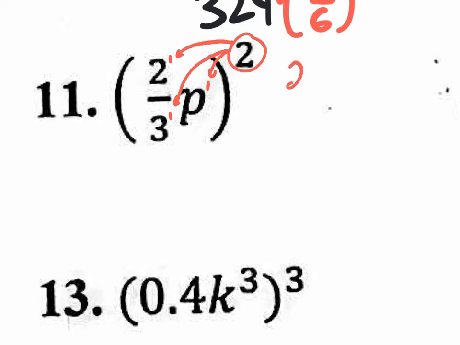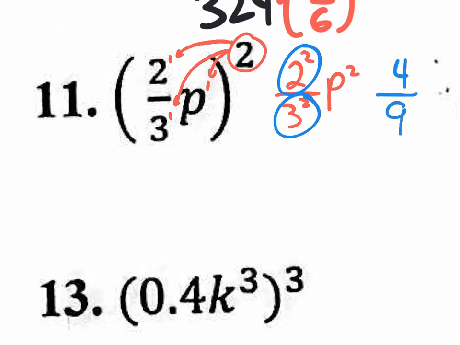So I really end up with 2 squared up on top and a 3 squared on the bottom with the p squared off to the side. Now the only other thing you could do is actually do 2 squared and 3 squared. 2 squared is 4, 3 squared is 9, and p squared stays p squared. So your final answer is 4 over 9 p squared.